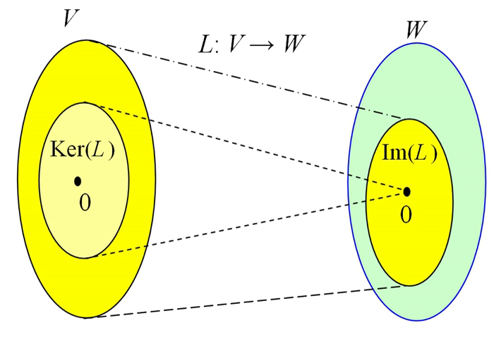If V is an inner product space and W is a subspace, the kernel of the orthogonal projection V → W is the orthogonal complement to W in V.